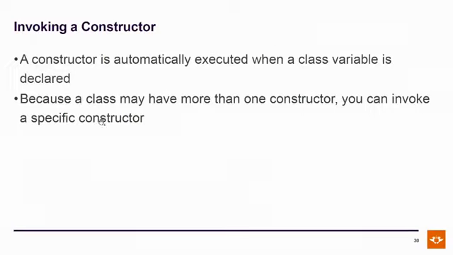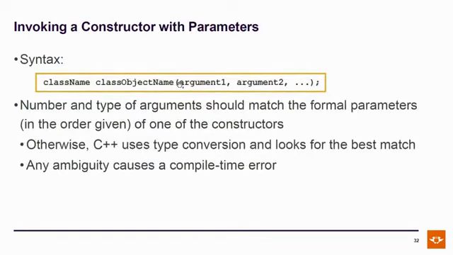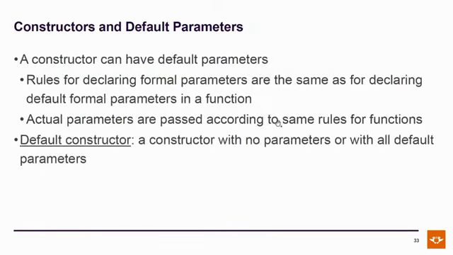And because a class may have more than one, you can invoke a specific one by passing the parameters to it. So creating just a normal stack allocated instance of your class, we'll call, in this case, the constructor with no arguments, the no-args constructor. Or if we specify one with the parameter list, like you saw a moment ago, when we call it, if we pass parameters to it, then that one gets called.